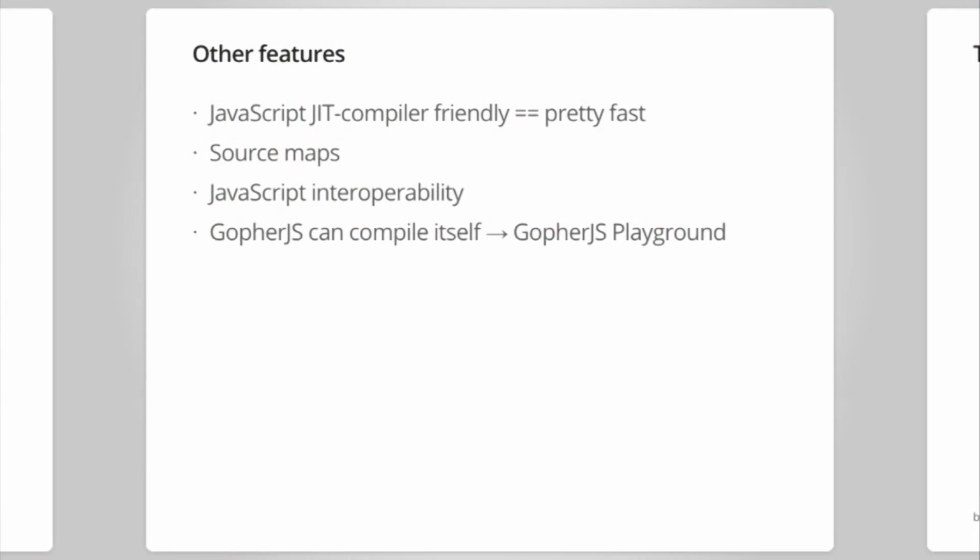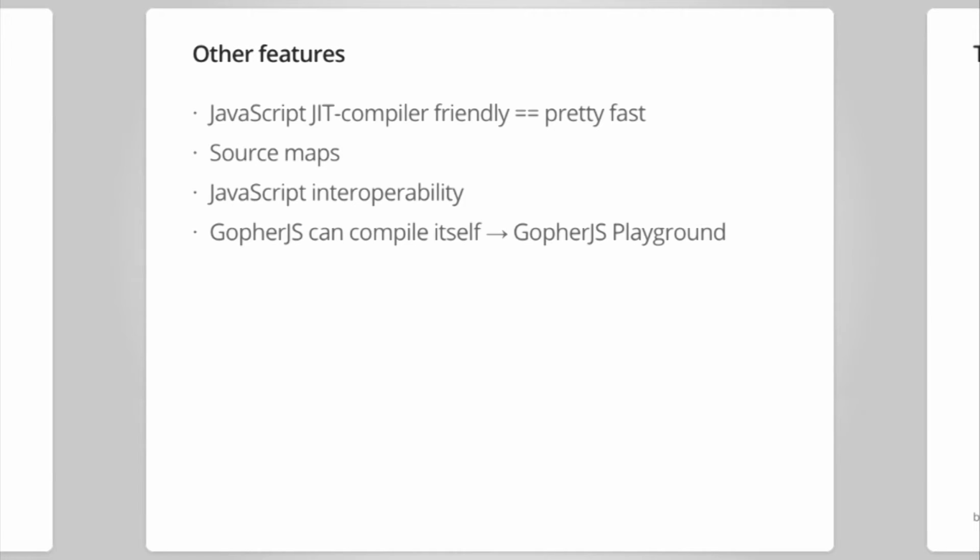Other nice features of GopherJS that you might find useful when using it. It is optimized for the JavaScript just-in-time compiler. So I did benchmarks, to see which code that I generate is faster, which does not break the optimization of your web browser. So yeah, the code is pretty fast. And for example, there's a project using GopherJS, which is a 3D engine. So yeah, it's fast enough for that.